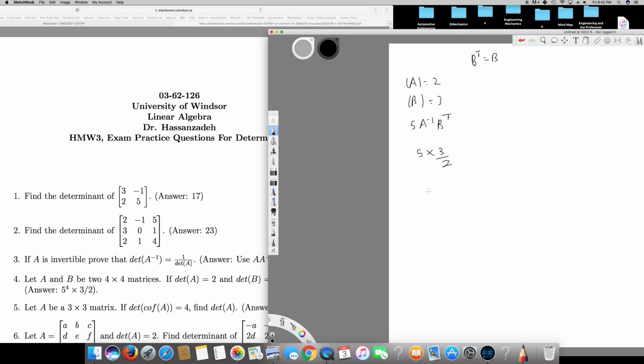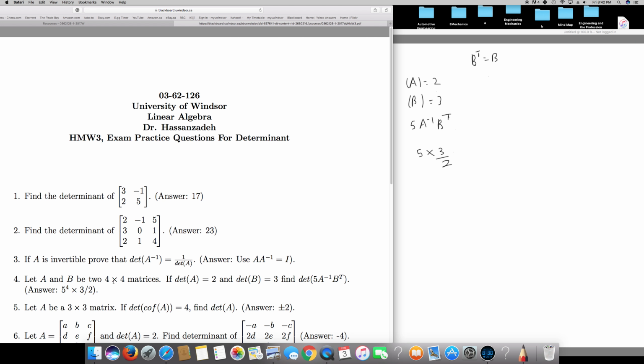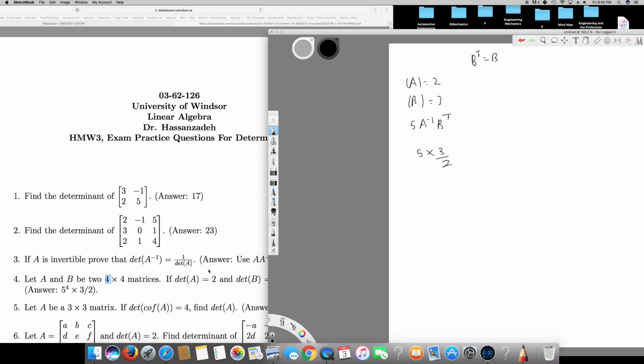And in this case, if it's 4 by 4 matrices, we have to raise the coefficient to the power of whatever the matrix size is. If it's 3 by 3, we power it by 3. If it's 4 by 4, power 4, 5 by 5, power 5. That's a determinant rule. So I'm going to apply this one here, and that is our final answer. Let's go to the next question.